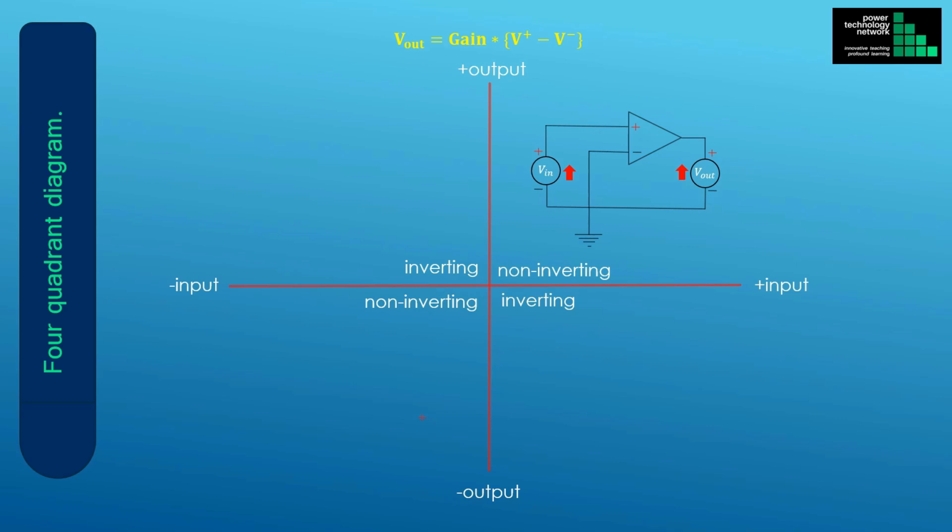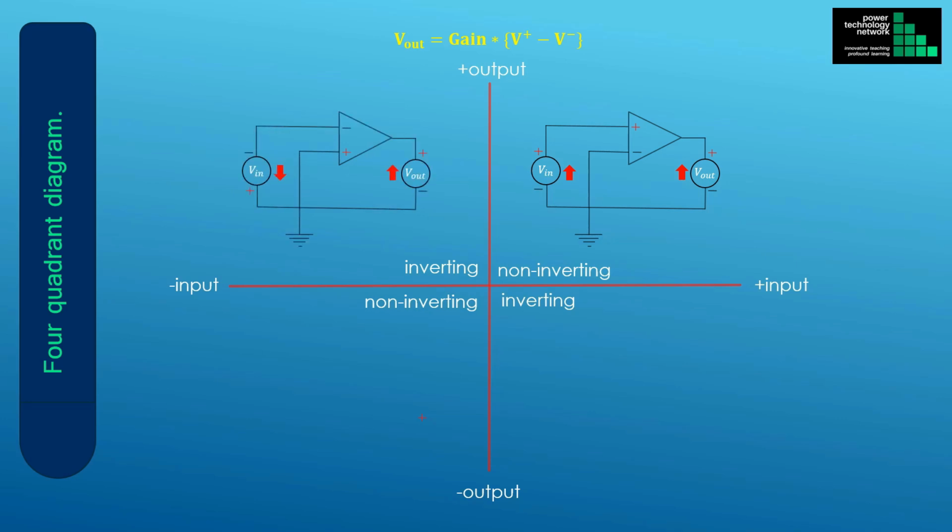We start with the first quadrant, where both the input and output voltages are positive. This is a non-inverting amplifier. The input voltage polarity is positive, and it is applied to the positive input terminal of the amplifier. The negative input terminal of the amplifier is grounded, and it is common between the input and output of the amplifier. This is a non-inverting configuration, because the output voltage is in phase with the input voltage.